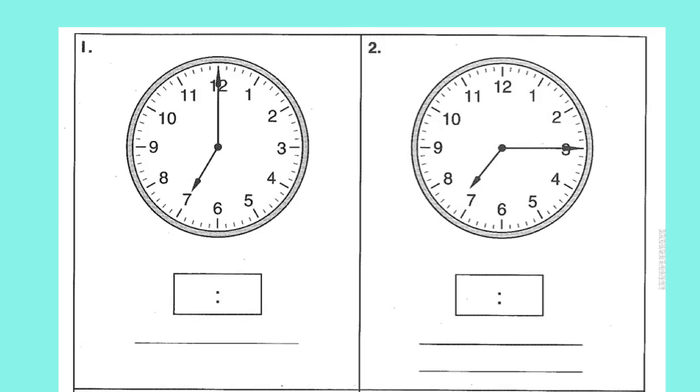All right, let's look at clock number 1. What time is shown on this clock? Get ready. Yes, 7 o'clock.